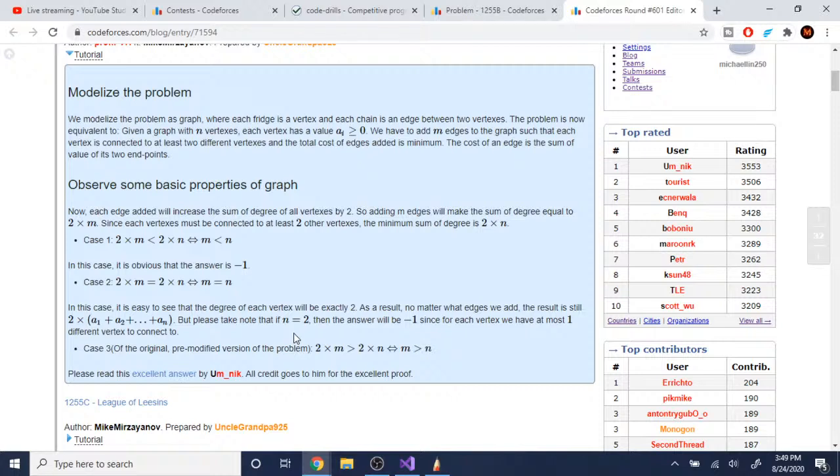So the problem isn't about, given n vertices, each vertex has a_i greater than 0. We want to add m edges to the graph such that each vertex is connected to at least 2 different vertices. So each vertex is connected to 2 different vertices, and the total cost is minimum.